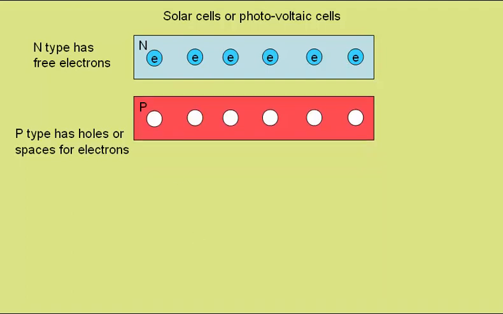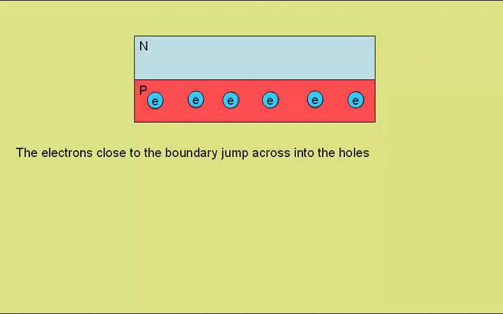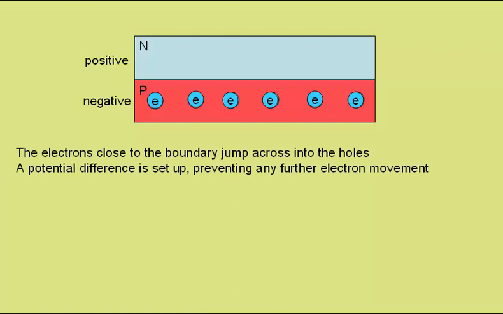When the two pieces of semiconductor are brought together, this happens. The electrons close to the boundary have jumped across into the holes. This leaves the N-type having a slight deficit of electrons, and so it is now positively charged. The P-type, having gained electrons, is negatively charged. And so a potential difference or voltage is set up. This then prevents any further electron movement.